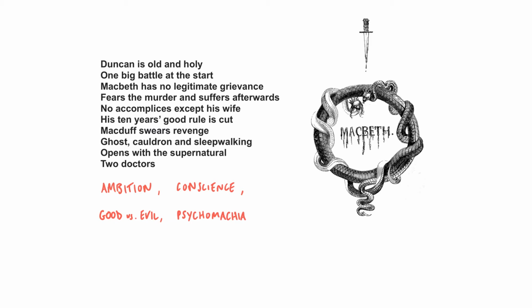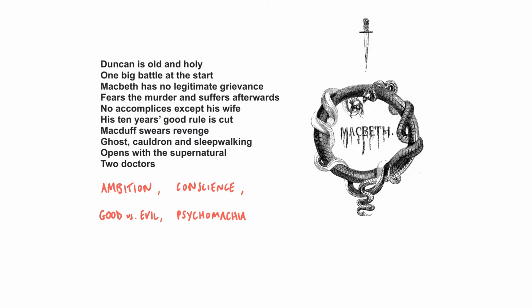Right, reviewing the changes then, what we can see is that there are a couple that should strike us as really standing out from the rest. By making Duncan old and holy compared to what he is in the source material, it increases the audience sympathy for him. It makes Macbeth's murder of him seem more shocking, more terrible. It paints Macbeth in a much darker light.